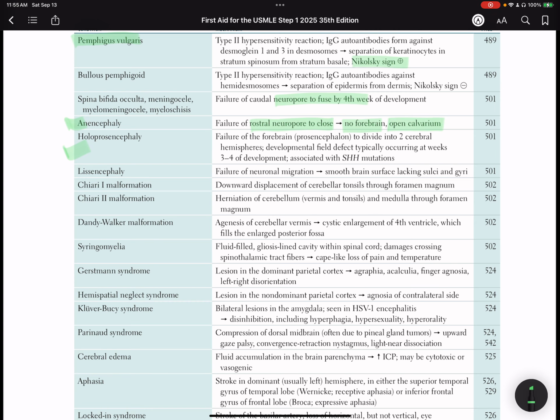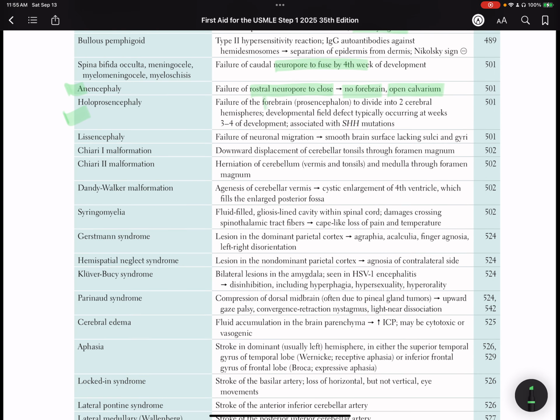Holoprosencephaly is caused by failure of the forebrain, prosencephalon, to divide into two cerebral hemispheres. It is a developmental field defect typically occurring at weeks 3 to 4 of development, associated with SHH mutation.